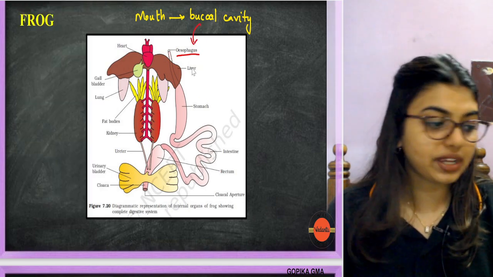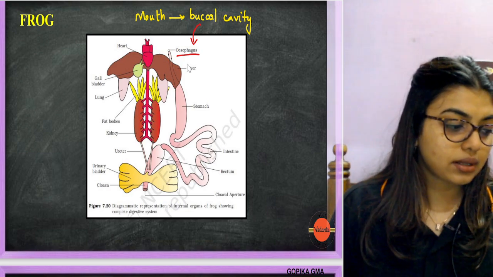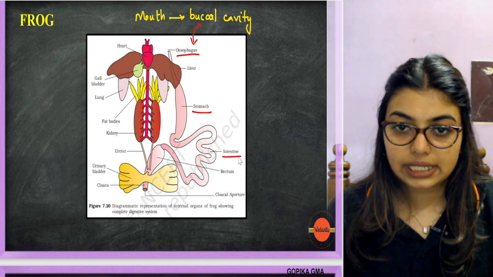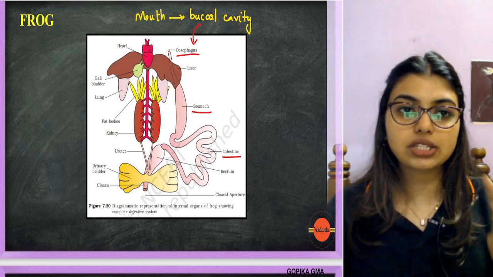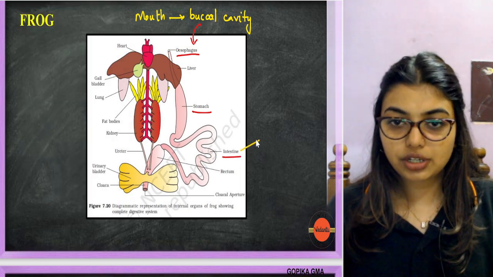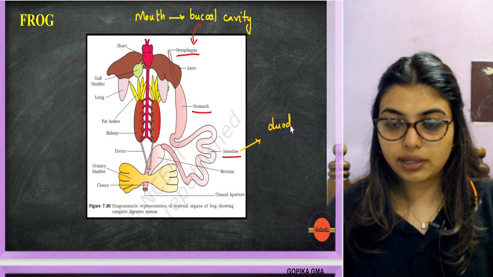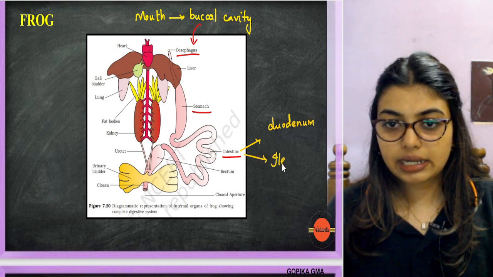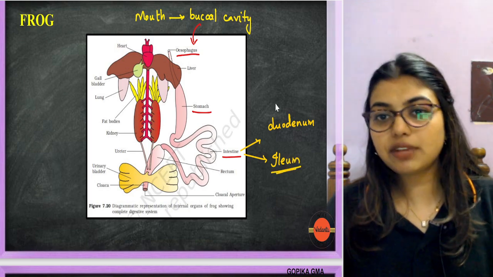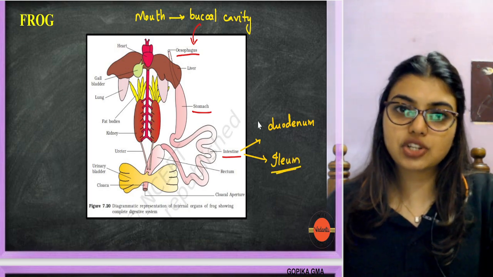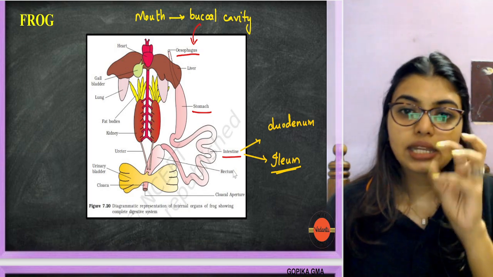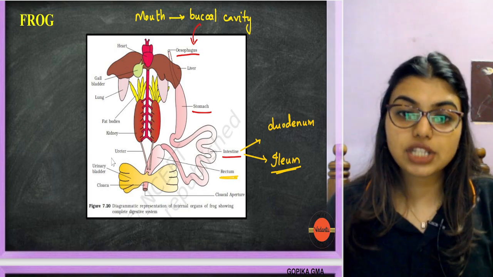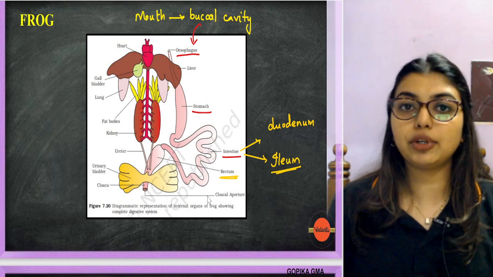Now, from the esophagus, it will come to the stomach. Stomach to intestine. Intestine has two parts, duodenum and ileum. So here you can remember duodenum and ileum. This is the first part of the intestine. So the food from the stomach is going to come to the duodenum. Now from there it is going to come to rectum. Now from rectum, students, it is going to open into the cloacal aperture or cloaca.